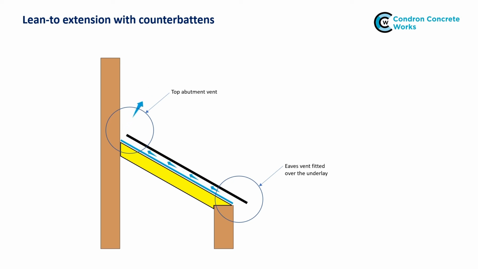Very often, the height of the extension roof is limited due to the upstairs windows in a house. Therefore, there can be a reluctance to fit counterbattens, but these only need to be 15mm deep to be effective.